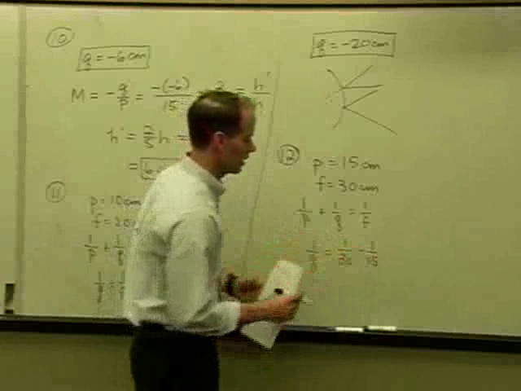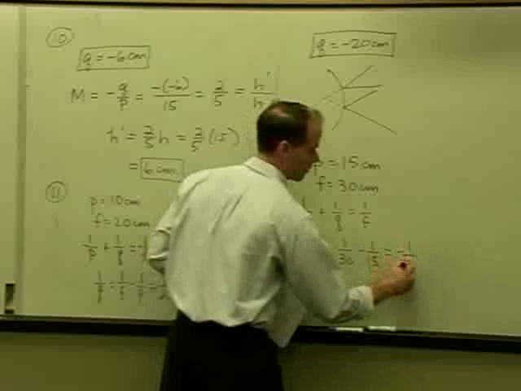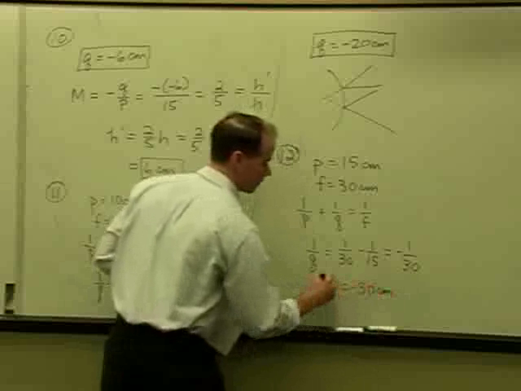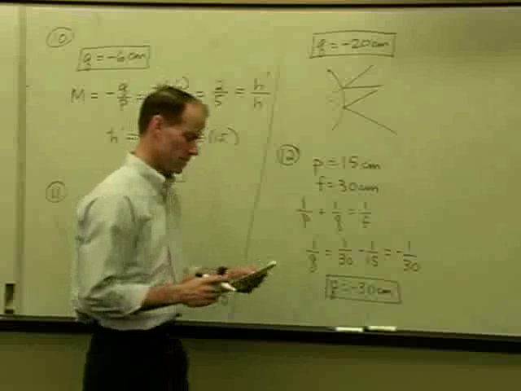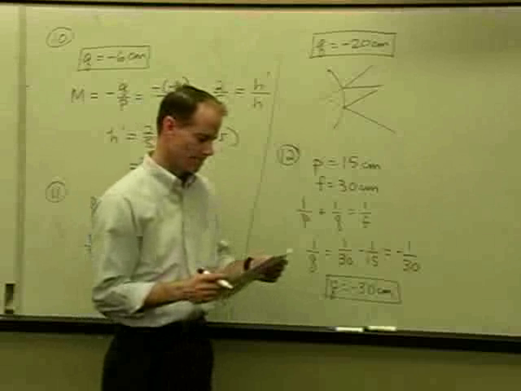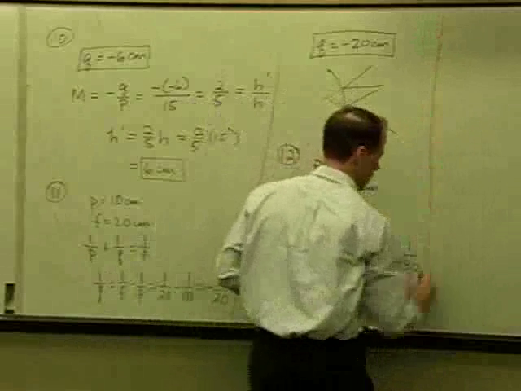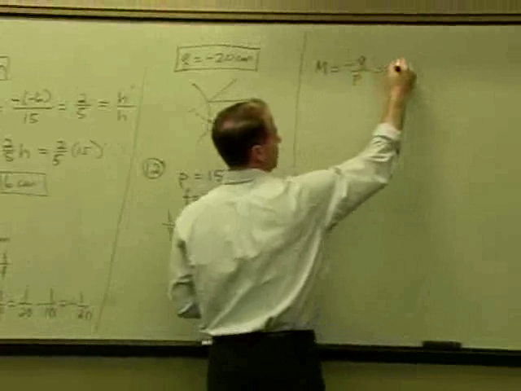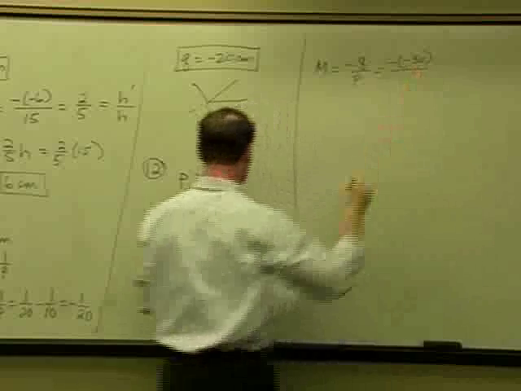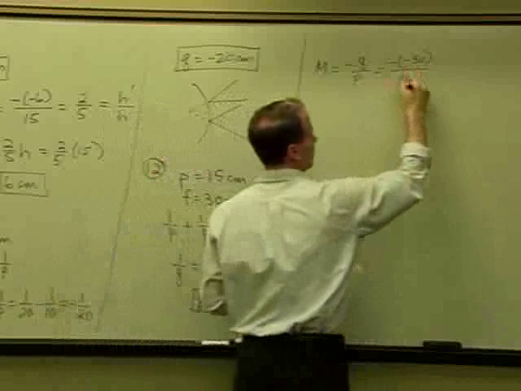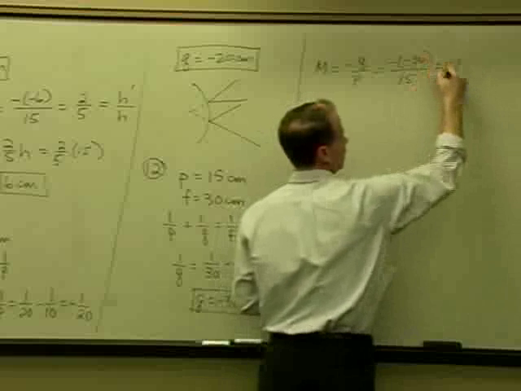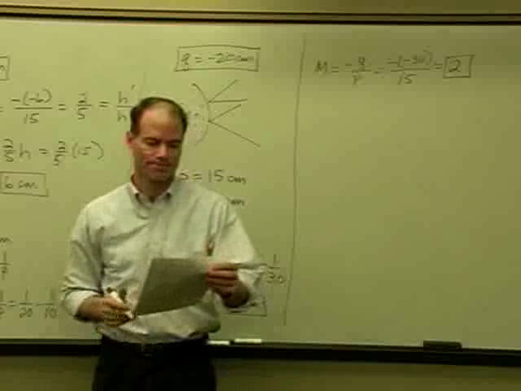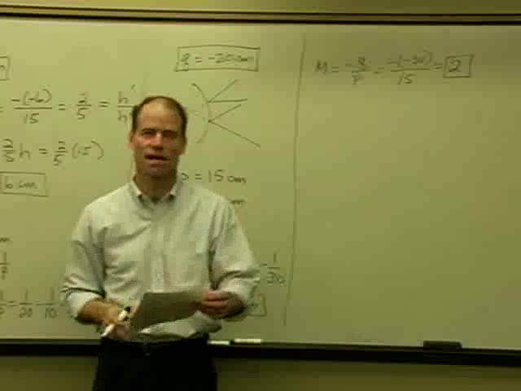Think of this as 2/30ths. So this would be a negative 1 over 30. So q will equal a negative 30 centimeters. And so magnification is a negative q over p. So that's a negative negative 30 over p, which is 15. Gives us 30 over 15, or 2. So the magnification will be 2. Image will be upright and twice the size of the object.